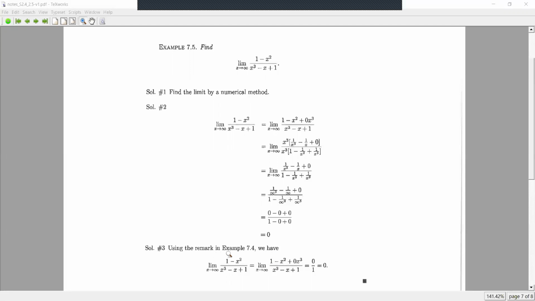So by the remark in the last example, this limit is the leading coefficient on the top over the leading coefficient at the bottom. So the limit is 0 over 1. So 0. So as x approaches infinity, this function approaches 0.